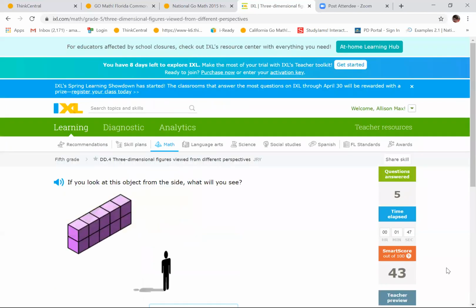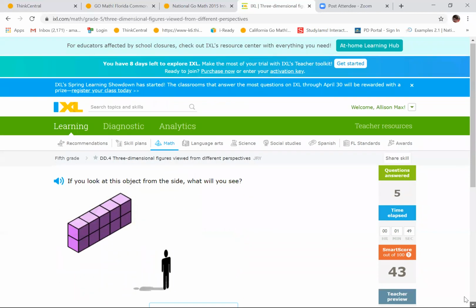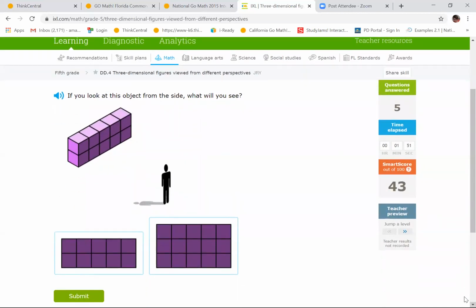Now with IXL, the problems get more challenging as you go along. So if you want to continue with this, go ahead and sign on to IXL, or find some other fun activity on IXL that you can practice with.